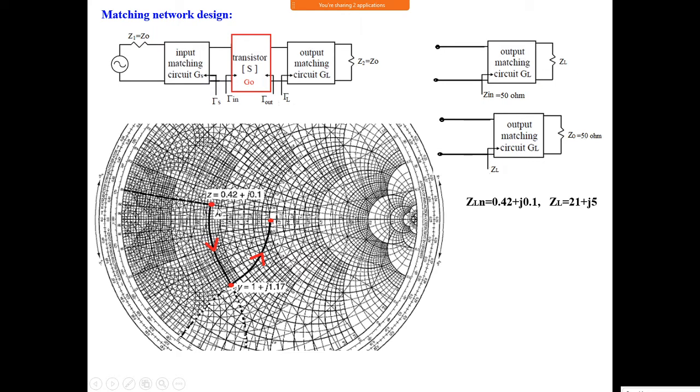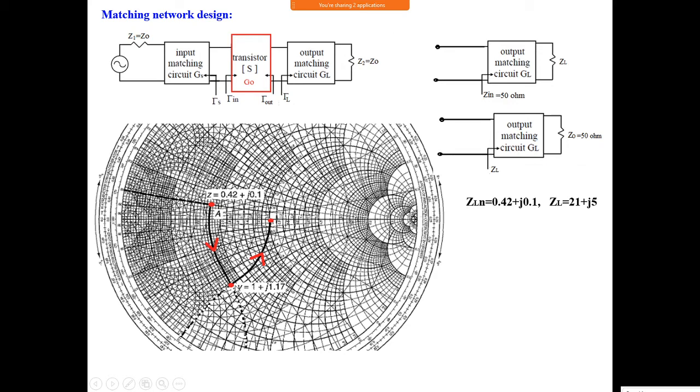If the load is given, for example, this is the load, we mark the load. From the load, we move over a constant resistance circle until we reach the G equal to 1 circle. So we move on a constant resistance circle in the anti-clockwise direction. It adds a capacitor in series. So we will put a capacitor in series here.